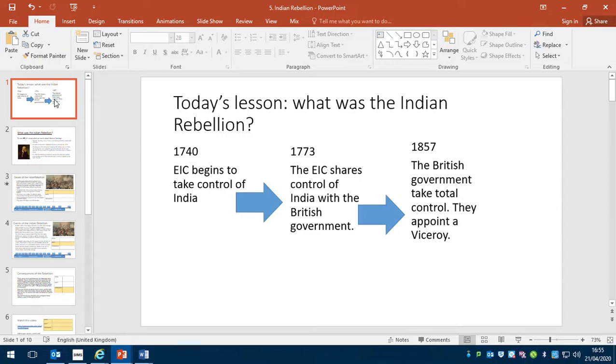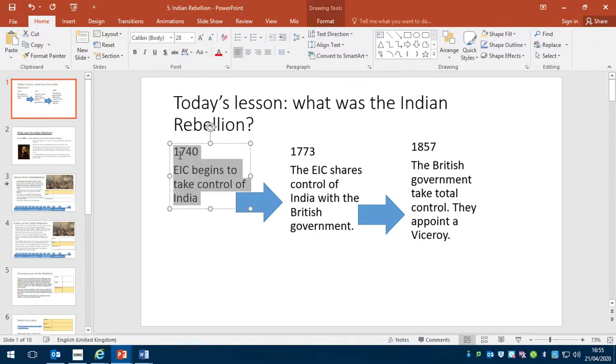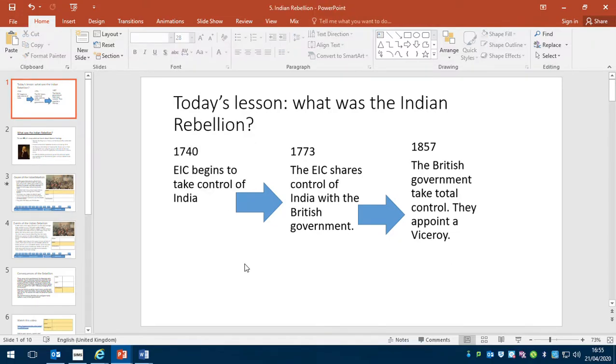So we're starting in 1740. We're reminding ourselves that that is when the EIC, the East India Company, begins to take control of India. You can see that just here. Now, we know that in 1773 that changed. There'd been a battle at Plassey, and the British used that as a reason to say the EIC is not going to be able to have control of India by itself.